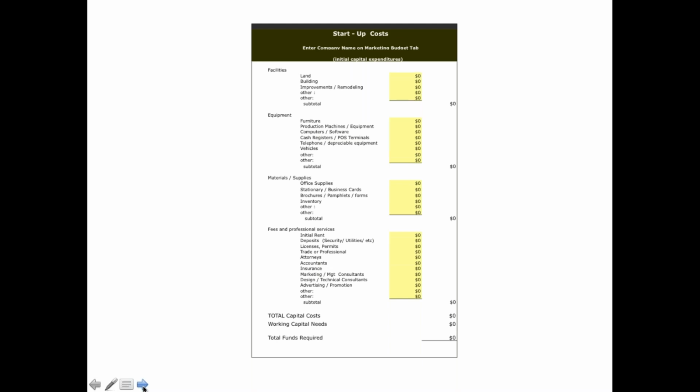But the building there and land is only if you purchase it, and you need the full value, not the monthly payment, full value, because that's how depreciation is figured.